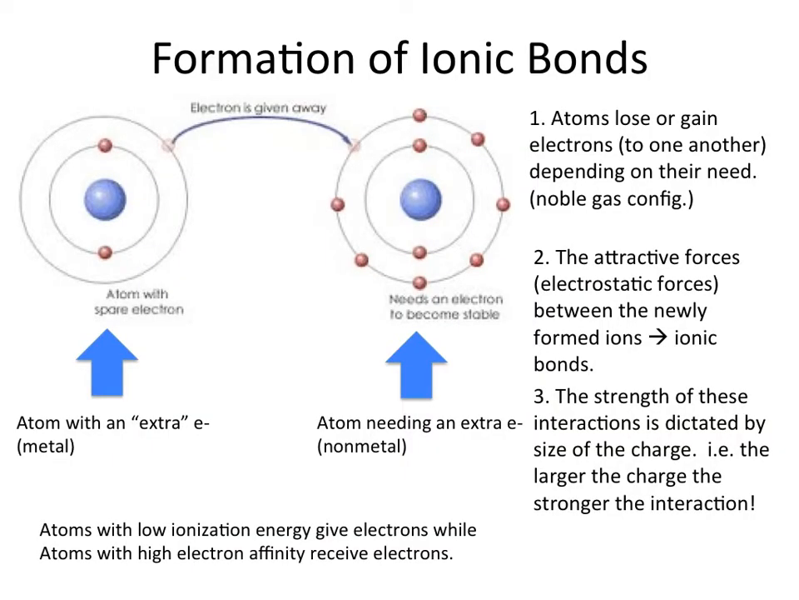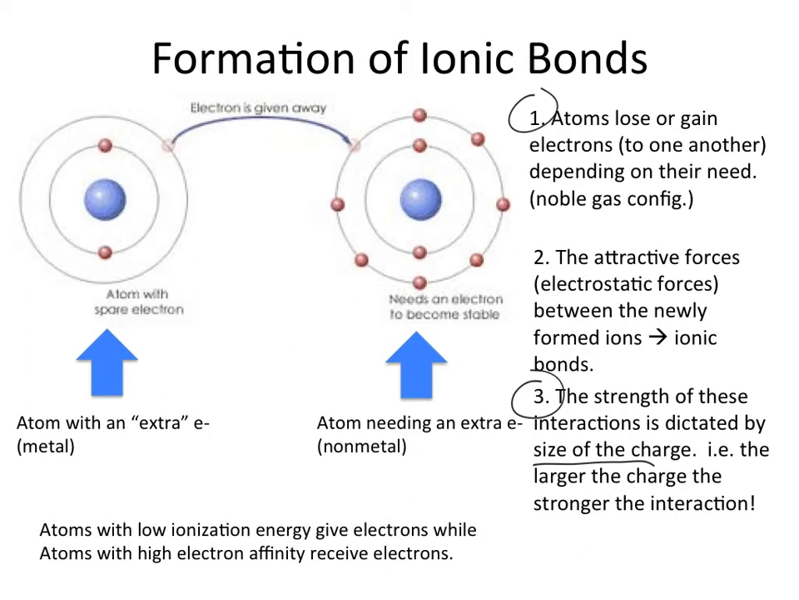So, as a rehash of what we just talked about, your atoms are going to lose or gain electrons, depending on what they need. The attractive forces, or those electrostatic forces, are going to happen because of the opposite charges of the ions that are produced. And the strength of these interactions, which is a new concept, is going to be dictated by the size of the charge. The larger the charge on the ions, the stronger the electrostatic interactions. And the stronger the electrostatic interactions, the stronger the ionic bond.